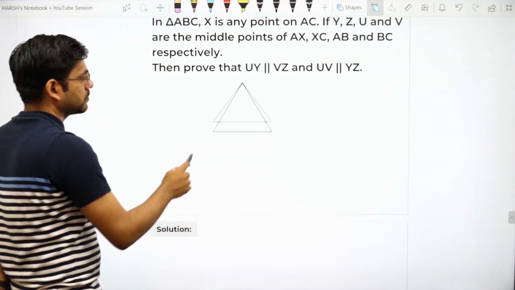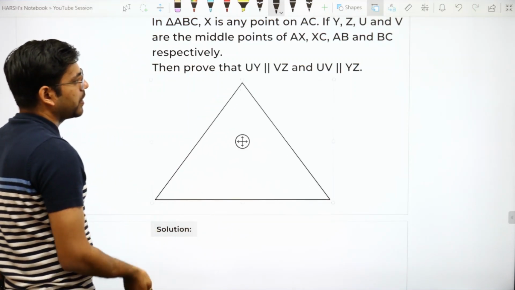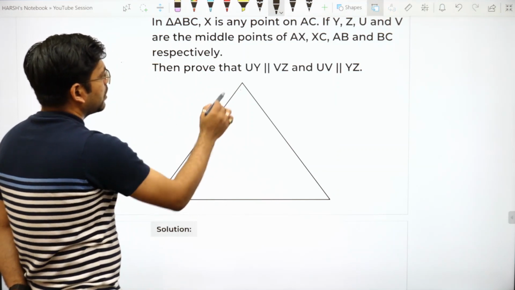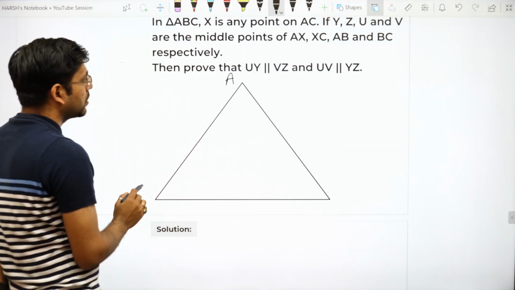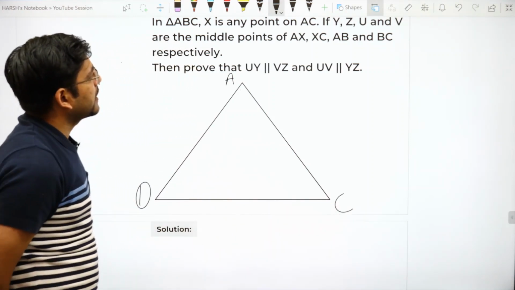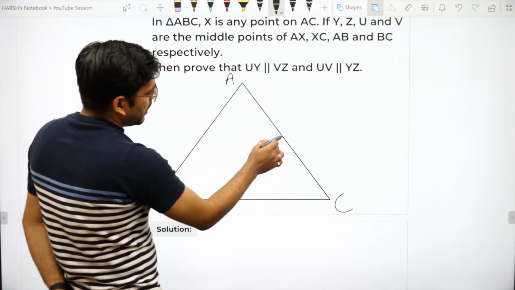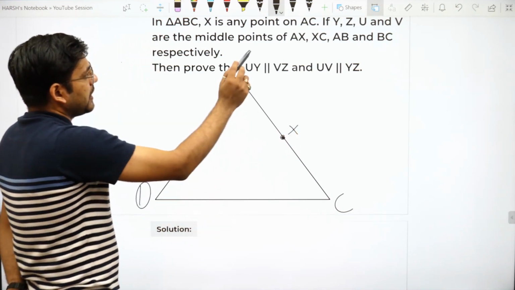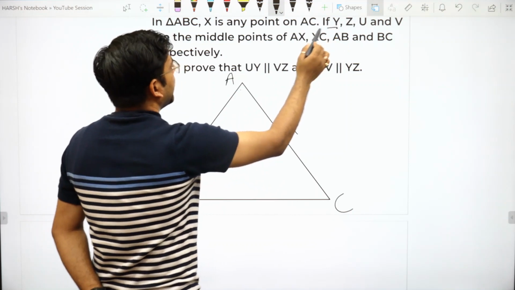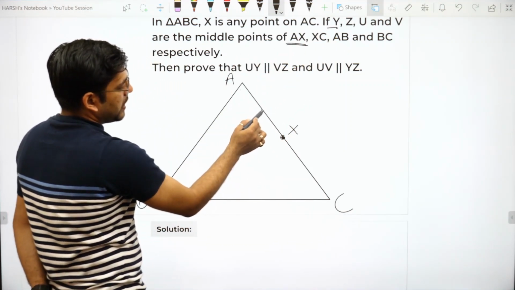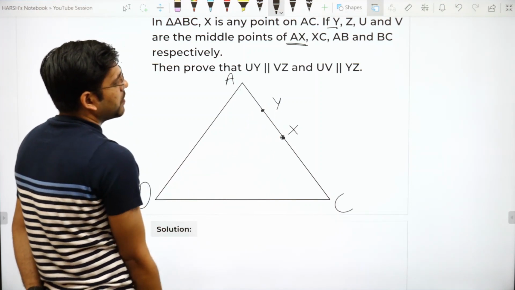See here. First of all, I have made a triangle. Thereafter, I can name it A, then B and then C. Now here it is said that X is any point on AC. So I have just made this point, let's suppose this is X. Now Y is the midpoint of AX. So I have made the midpoint of AX as Y.